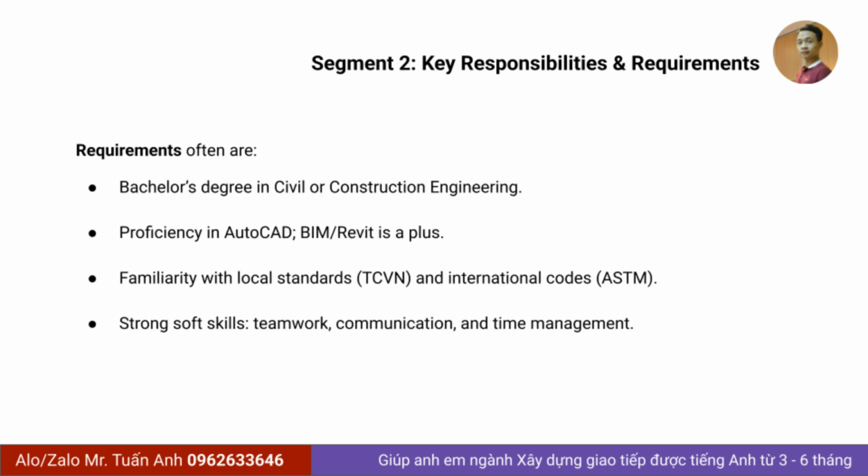Requirements often are a bachelor's degree in civil or construction engineering. Proficiency in AutoCAD, BIM, Revit is a plus. Familiarity with local standards, TCVN, and international codes, ASTM. Strong soft skills, teamwork, communication, and time management.